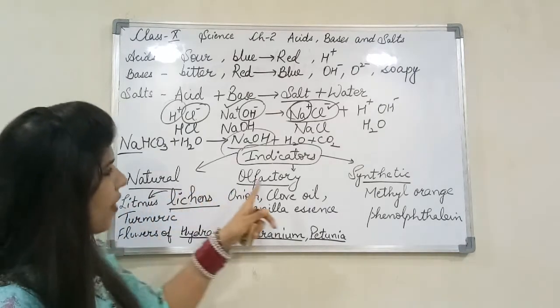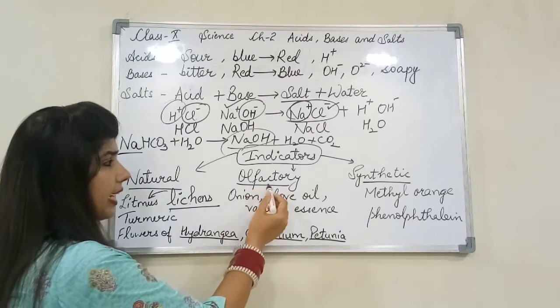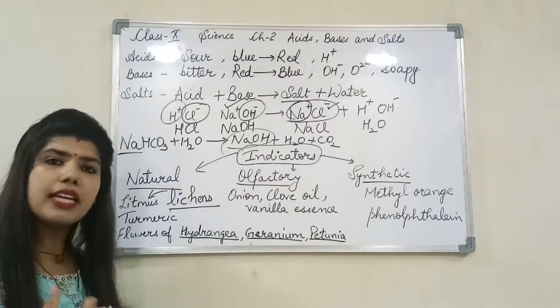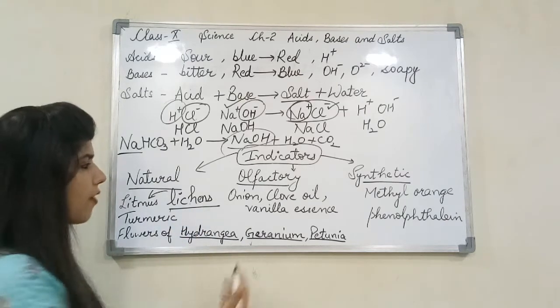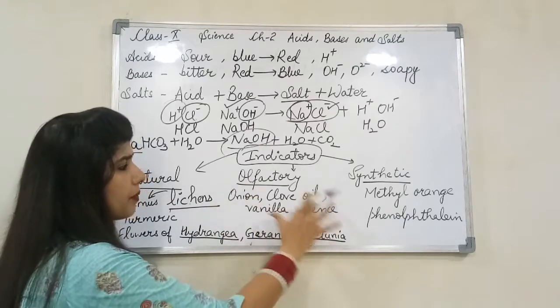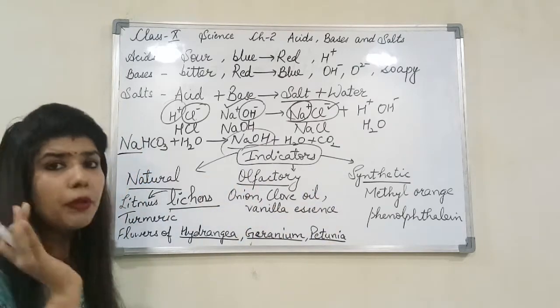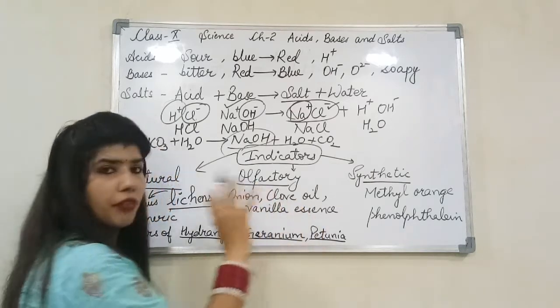Now talking about the olfactory indicators. These olfactory indicators are the indicators which tell us whether something is acidic or basic through the smell, through the odor. So we have over here three things: onion, clove oil, vanilla essence. The basic thing that you can keep in your mind for learning this is onion, clove oil, vanilla essence, whichever you take.